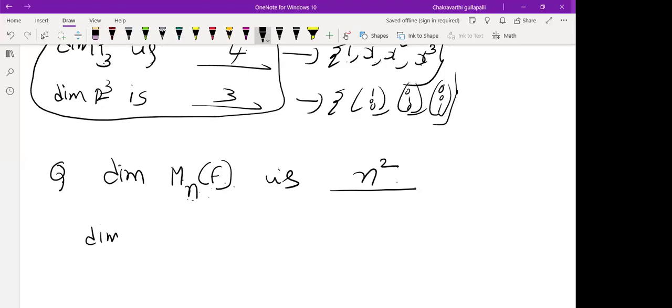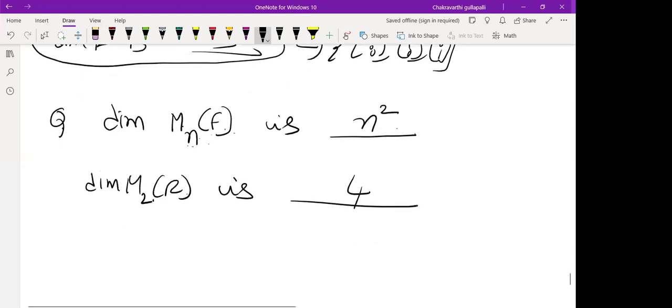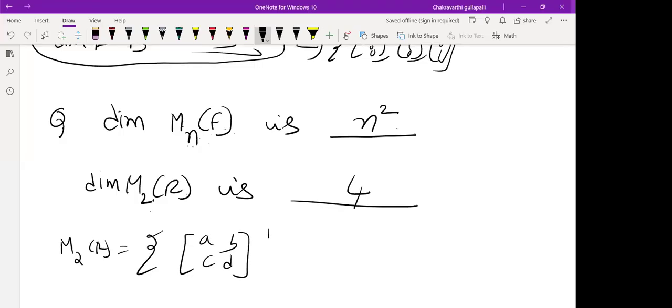Take the dimension of M2, for example. It is 4, 2 into 2, 4. What is the standard basis then? M2 means the set of all 2 by 2 matrices with entries a, b, c, d such that a, b, c, d are real. If it is complex, a, b, c, d are complex. Whatever the field is, they belong to the field.